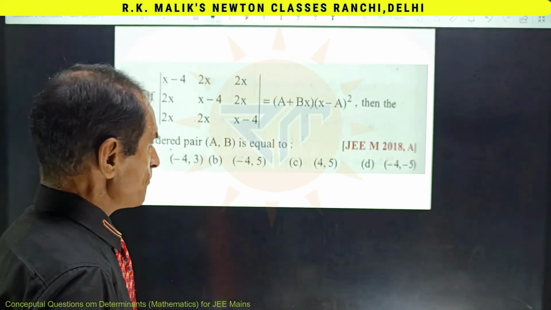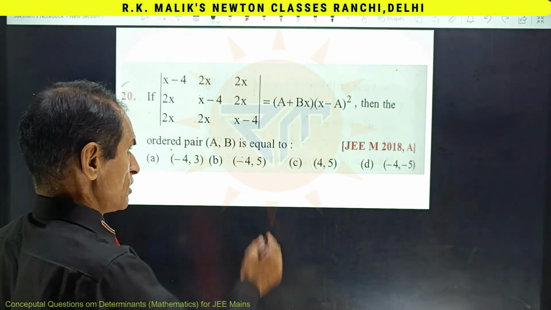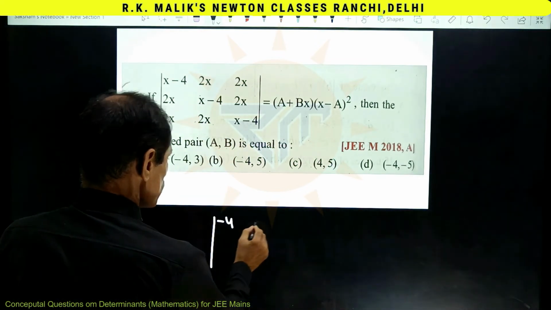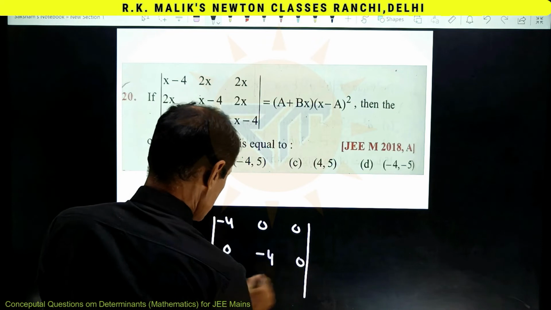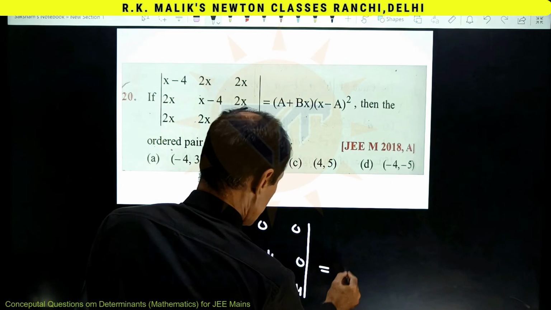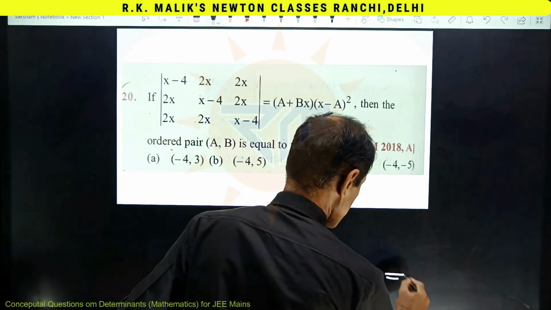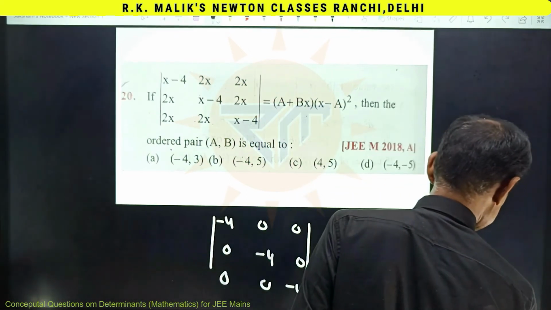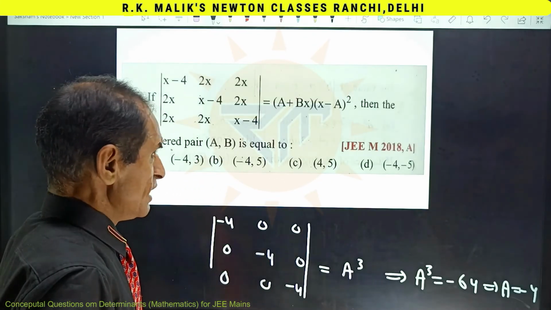To find the value of A, I put x equal to 0 on both sides. Then I will get the determinant minus 4, 0, 0; 0, minus 4, 0; 0, 0, minus 4, equal to a cube. It is clear from here that the value of A cube is minus 64, that is A is minus 4. Hence A is found.